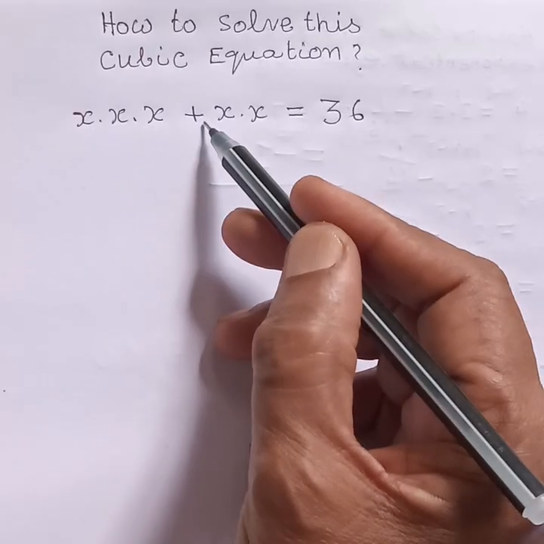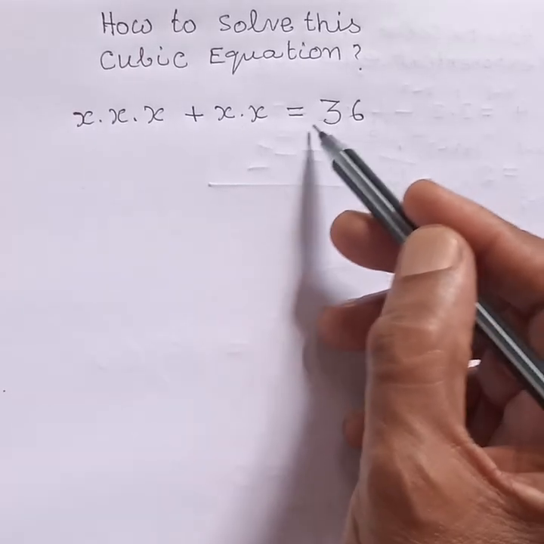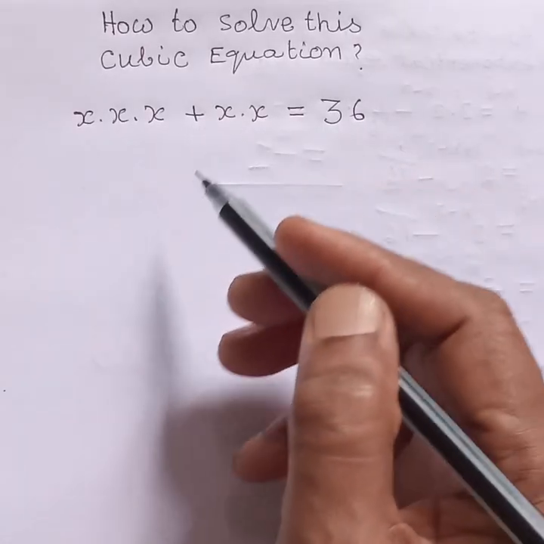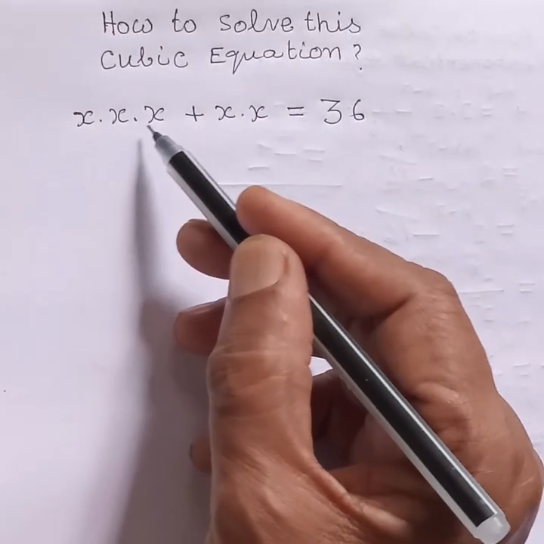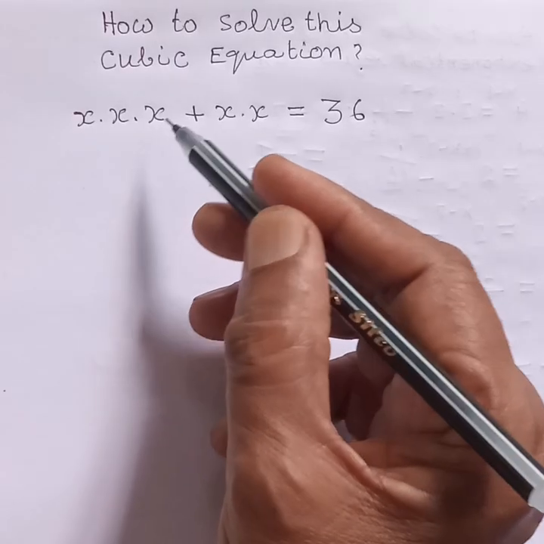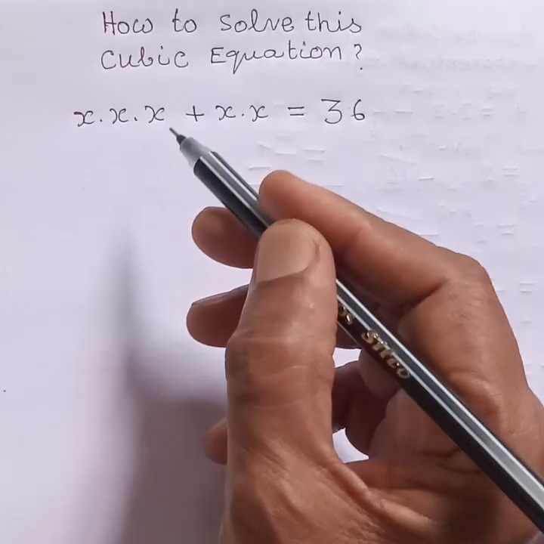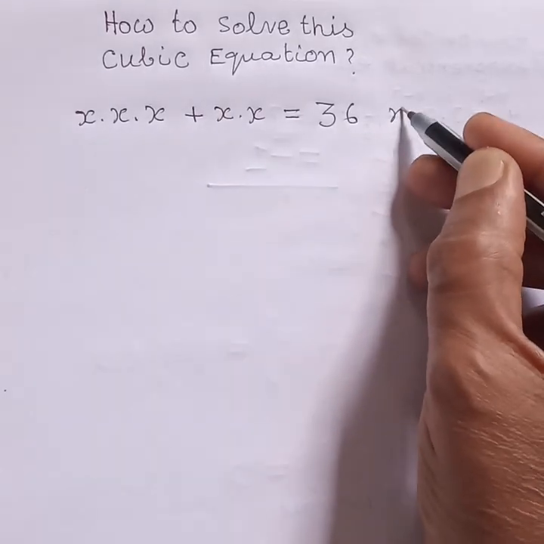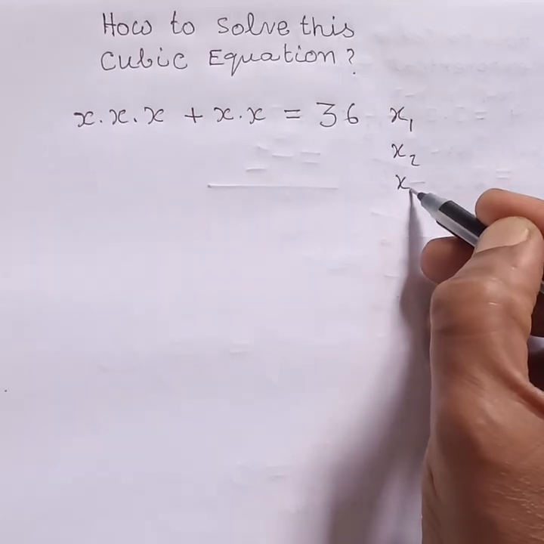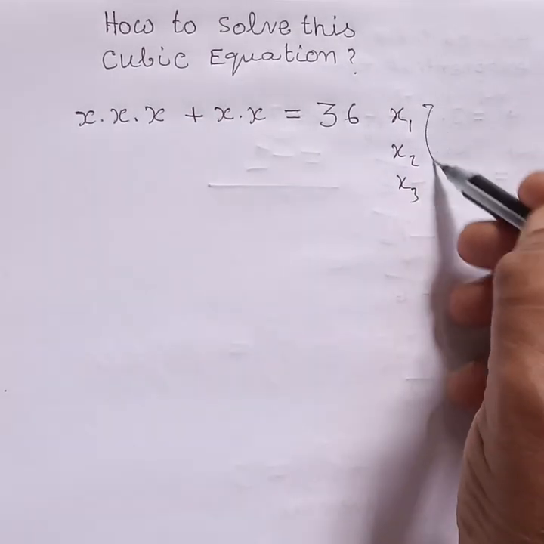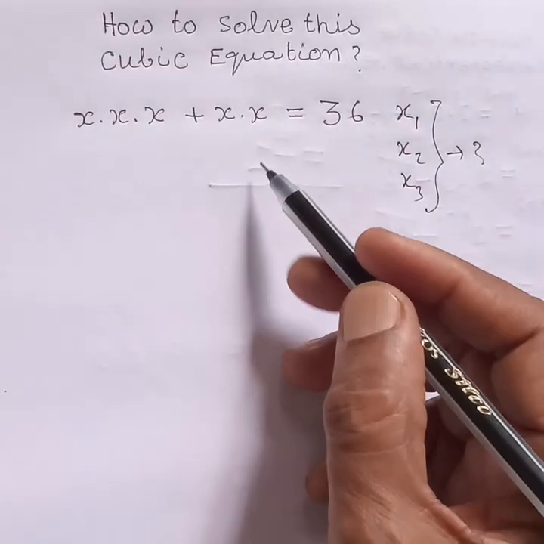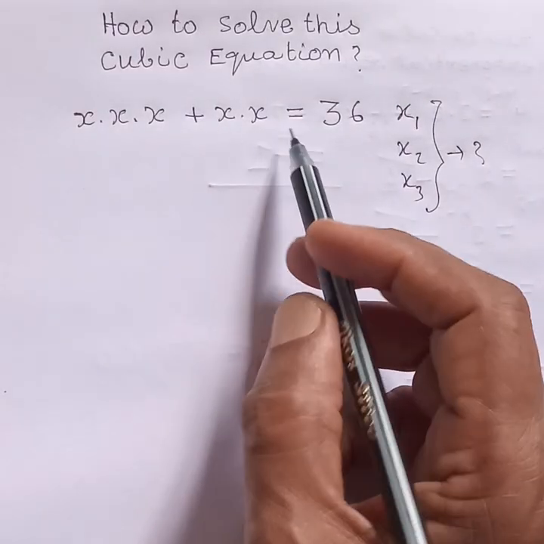The equation is x plus x into x is equal to 36. What is the value of x? This equation is a cubic equation. Therefore, it has three roots, that is x1, x2 and x3. How to find the roots of this equation?